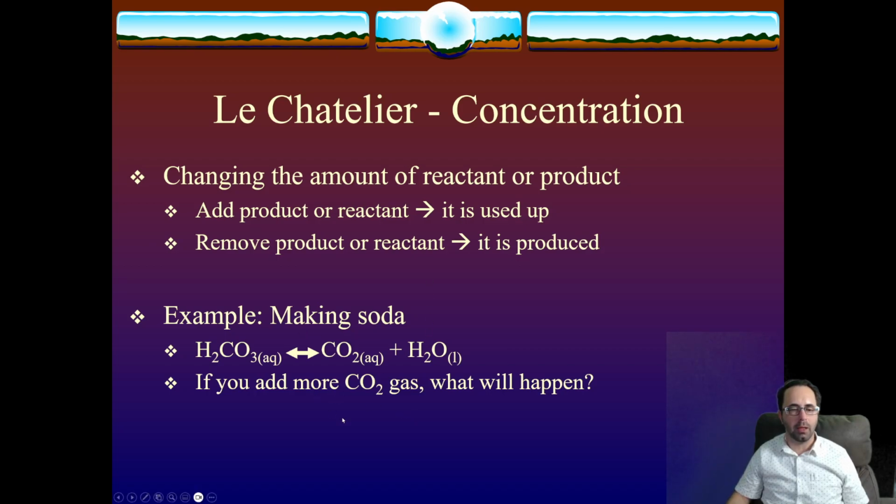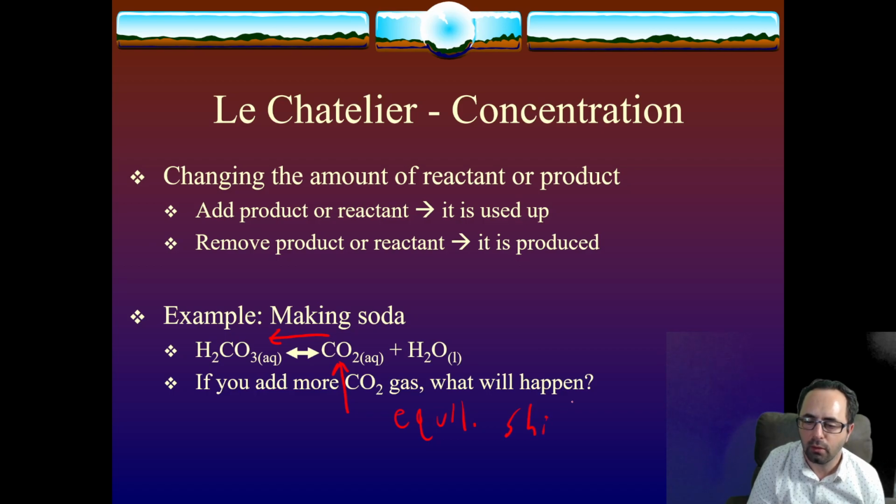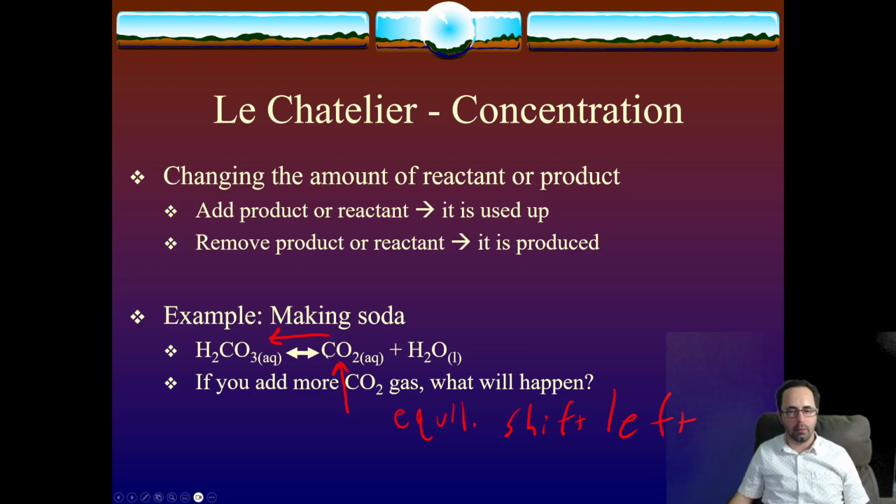So for example, if you want to make soda, you're dissolving CO2 in water and producing carbonic acid. So if we add more CO2, what will happen? When we add more CO2, the reaction is going to have to shift in a direction that will consume the added CO2 and fix this disturbance we made. So this reaction is going to shift to the left to consume the CO2 that we added. So we say that the equilibrium will shift to the left. And by adding CO2, we will cause more carbonic acid to be made.